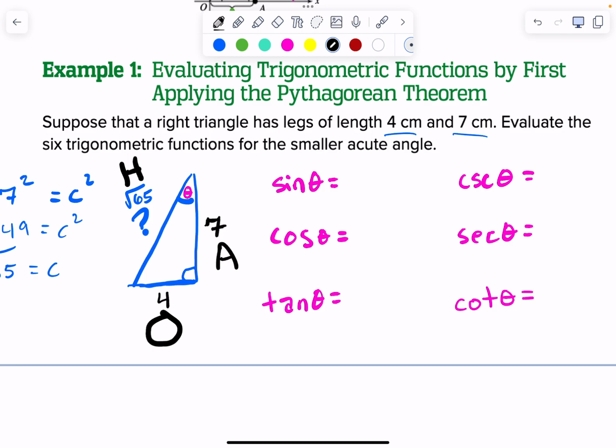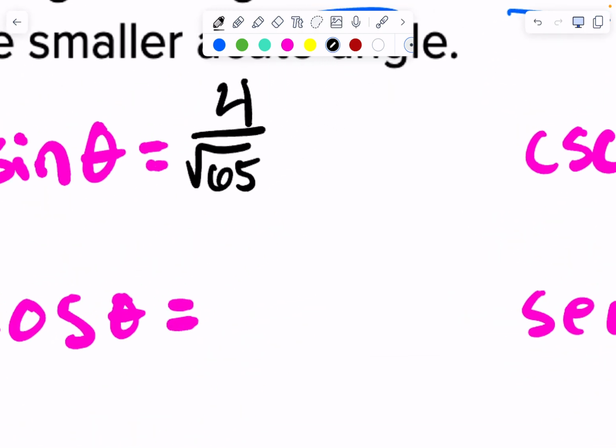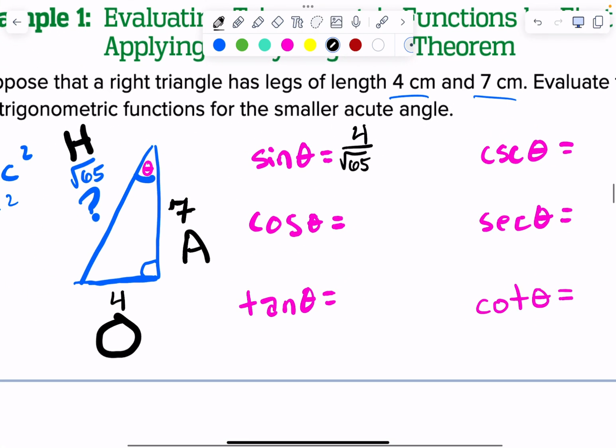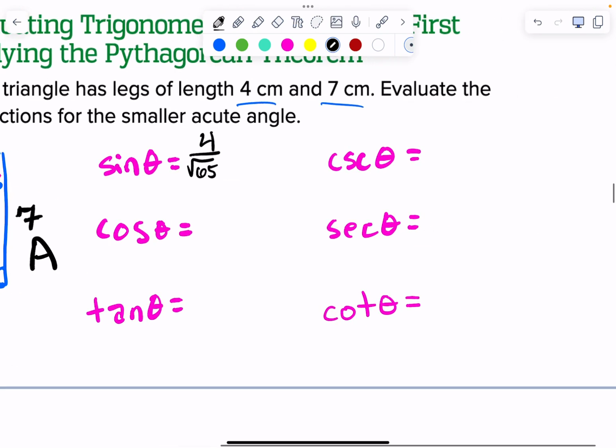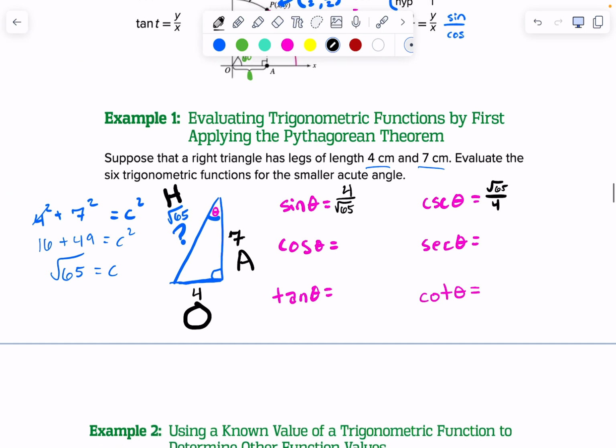Okay, sine is O over H: 4 over the square root of 65. Can we rationalize last? Do you want to do all of them first? Okay, sure. That means cosecant is the square root of 65 over 4. Cosine is A over H: 7 over the square root of 65. Secant is the square root of 65 over 7.